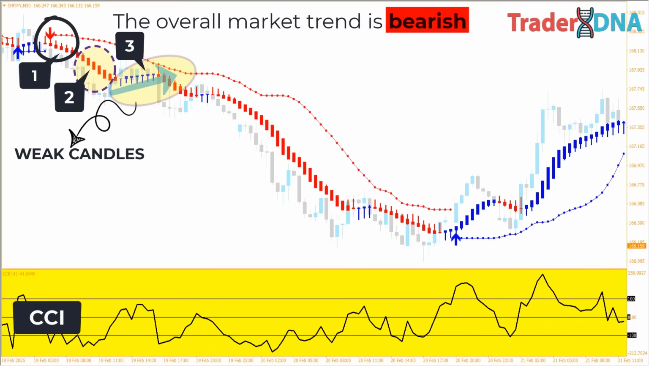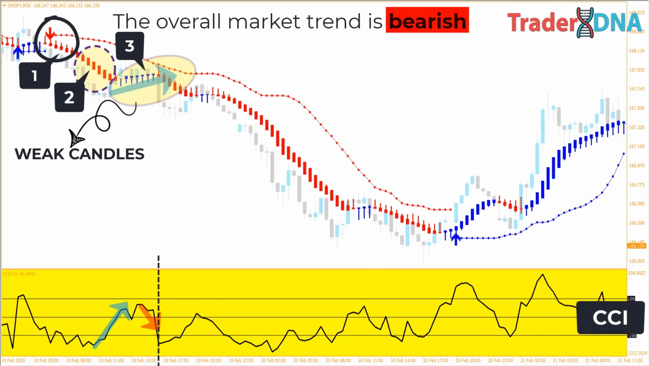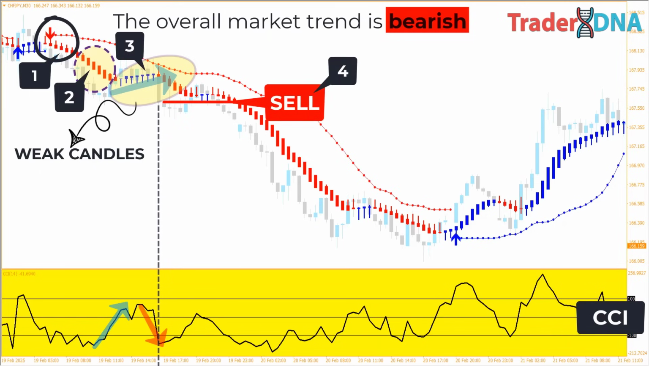Double confirmation with the CCI indicator. Now let's shift our focus to the CCI indicator in the sub-window. What do we see? The CCI line has climbed above the 50 level, meaning the market has recovered slightly, but here's the critical part. If the CCI line starts moving downward and breaks below 50, or even drops past minus 100, that's our sell entry confirmation.